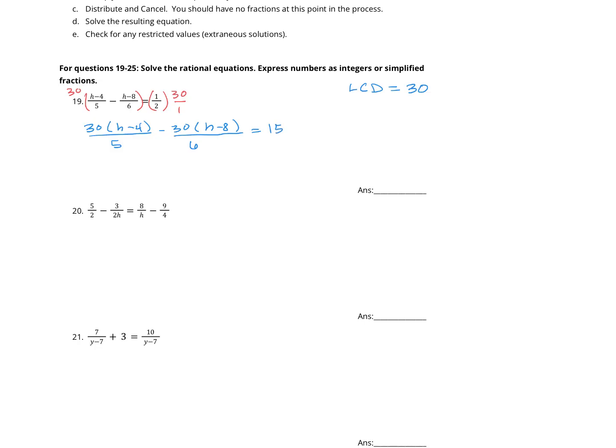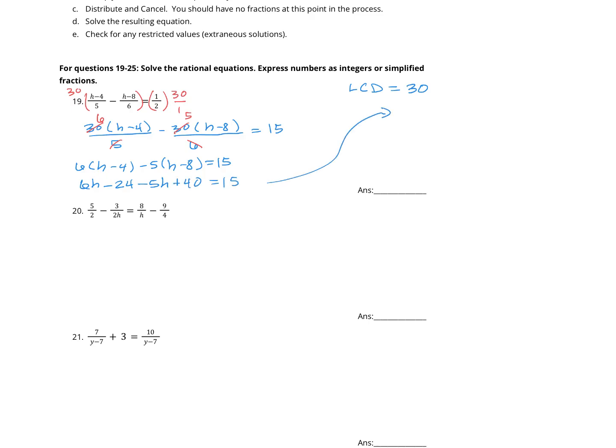Next thing to do is cancel down what you can. And again, at this point in the problem, there should be no fractions left. Otherwise, we multiplied wrong or have the wrong LCD. So for this first problem, 30 divided by 5 is a 6. For the second term, 30 divided by 6 is 5, and we already reduced the right. So that's really parentheses 6 times h minus 4 minus 5 times h minus 8 is equal to 15. We can now distribute, get a 6h minus 24 minus 5h plus 40 is equal to 15.